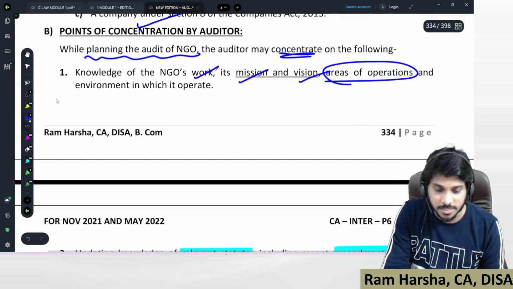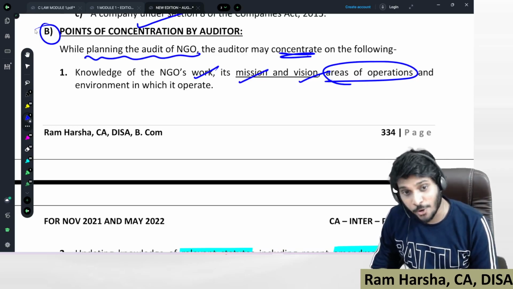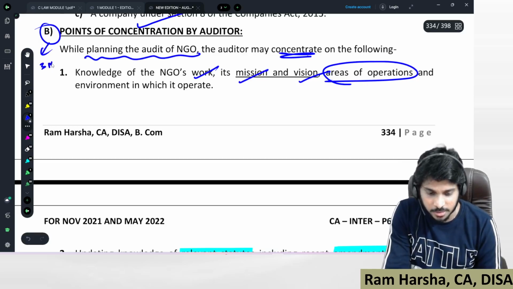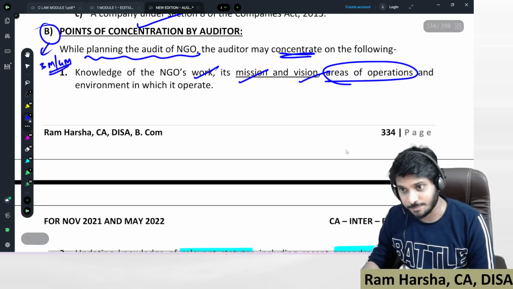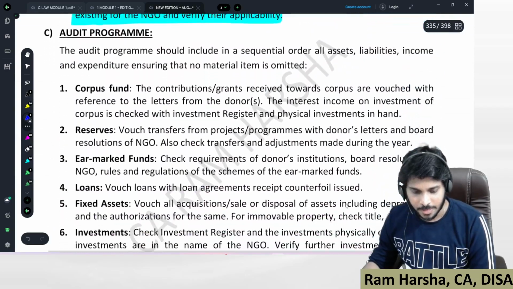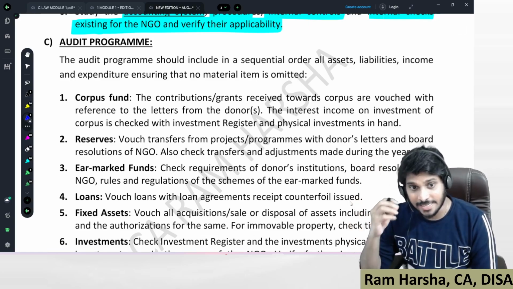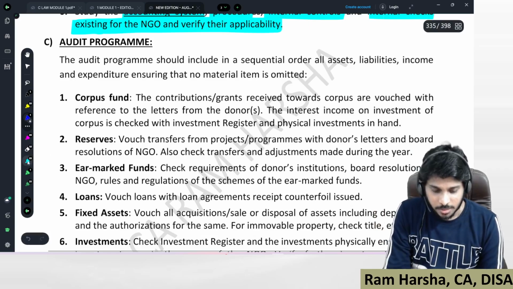This itself can be asked in the examination. While planning the audit of an NGO, what are the points that the auditor should focus on? They may ask you only this, which can be asked for 3 marks or 4 marks. You have to write any 4 points here. Next, while planning, you consider all those points, and then you need to draft your audit program. So what are the points that you will include?